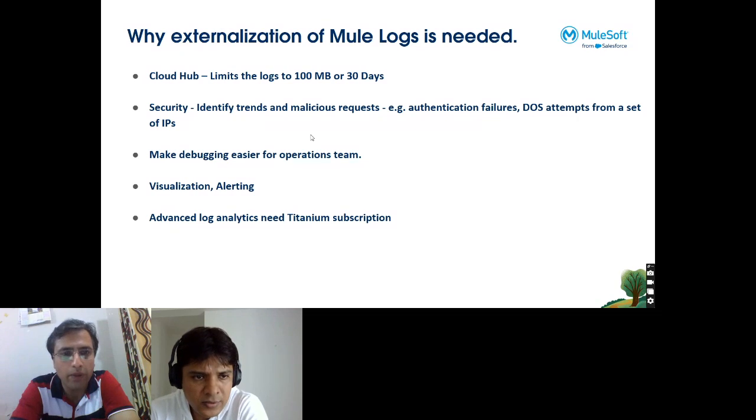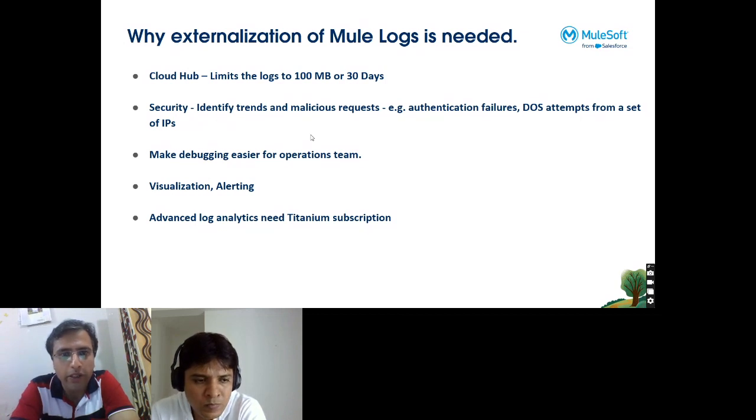On the second point, authentication failure and DoS attempts for a range of IPs, do these logs also get externalized? Yes, for customer-hosted runtimes, no? Because it won't reach your business logic at all. If it is an authentication failure, the API gateway itself will be throwing back the response. So I just want to confirm how authentication failure will be externalized.